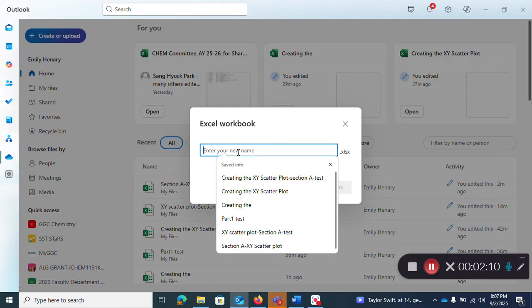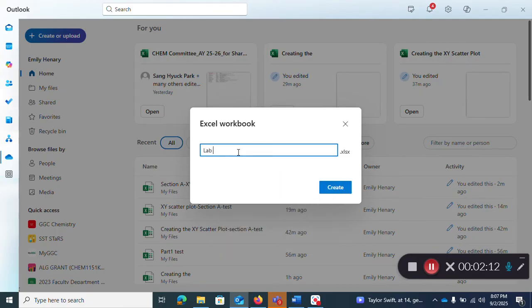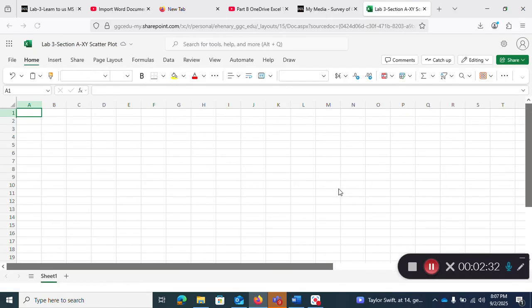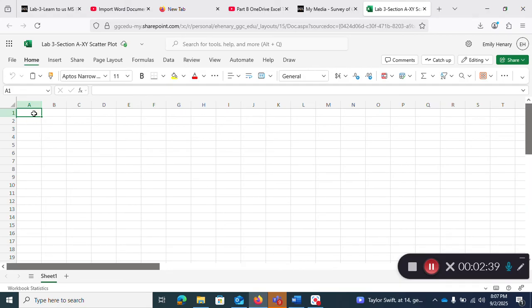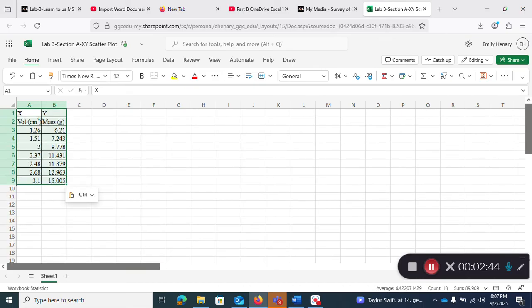I'm gonna create and upload a new Excel worksheet. Let's name it Lab3 section A XY scatter plot. Okay, let's get started. Here you go. I'm gonna open the Microsoft Excel, and I'm gonna go to column A here and Control V so I can import my selected data.